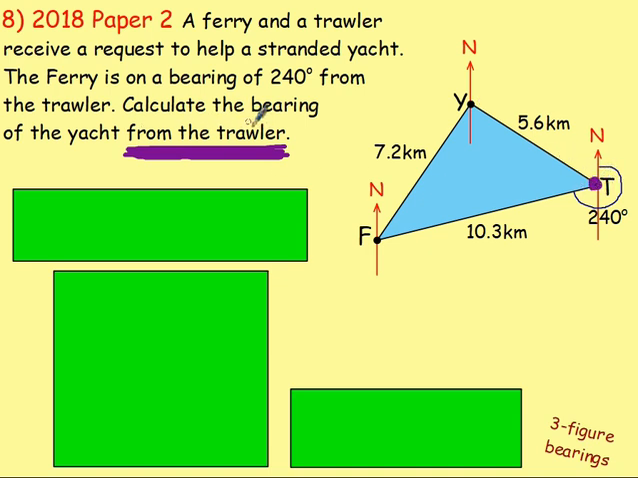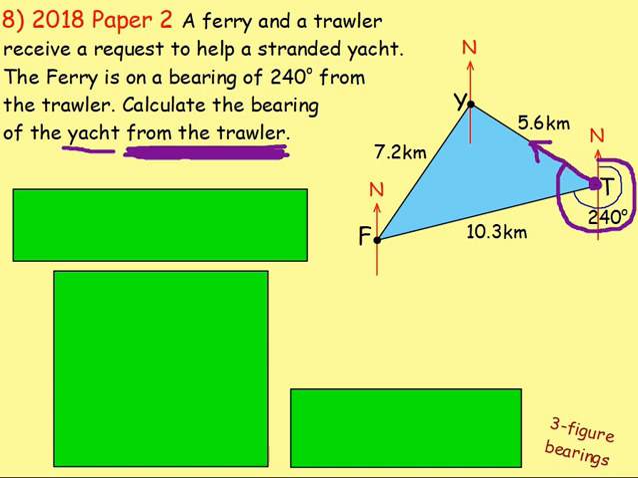And we're wanting the bearing from this point to the yacht. So what that means is we want the size of the angle from north right the way around up to this line that points out towards the yacht. So we want to work out the size of this angle right here. How can we go about doing that though? Does anybody have any ideas?